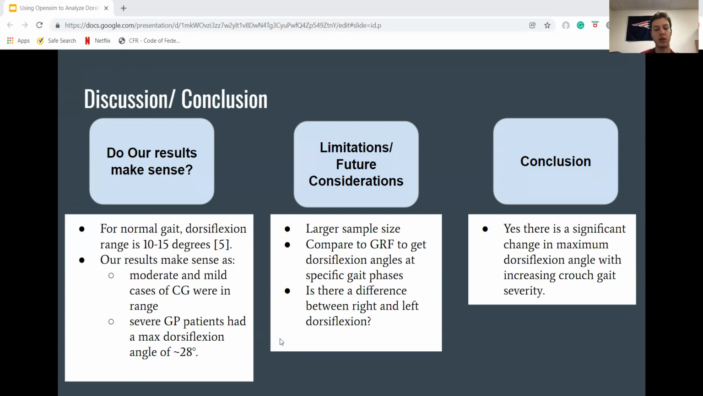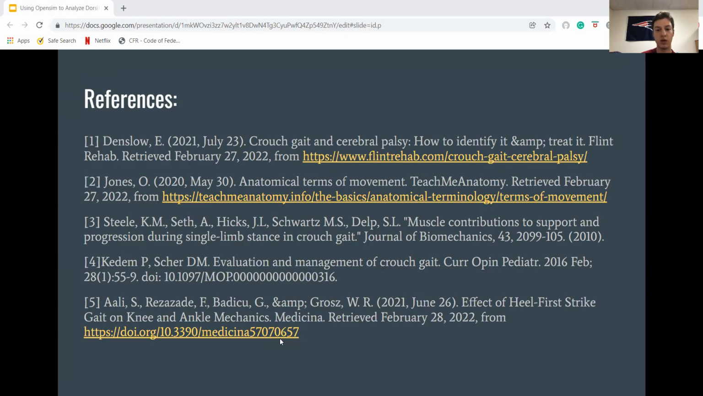In the future, this study could be repeated with a larger sample size compared to GRF data, or can investigate the difference between the right and left dorsiflexion. In conclusion, the answer to our question is yes. There's a significant change in maximum dorsiflexion angle for the mild and moderate crouch gait group and the severe crouch gait group. And here are our references.